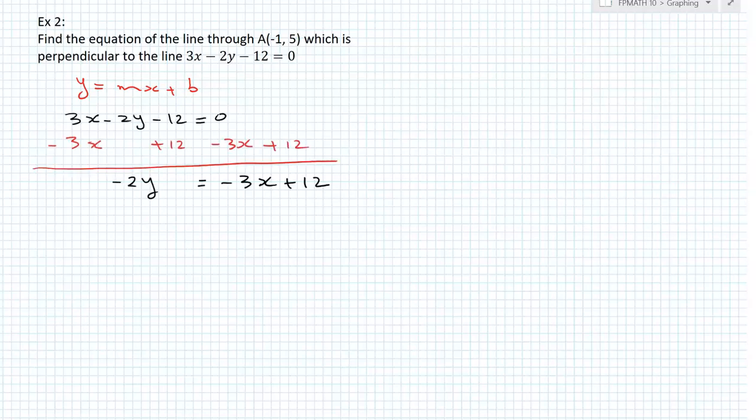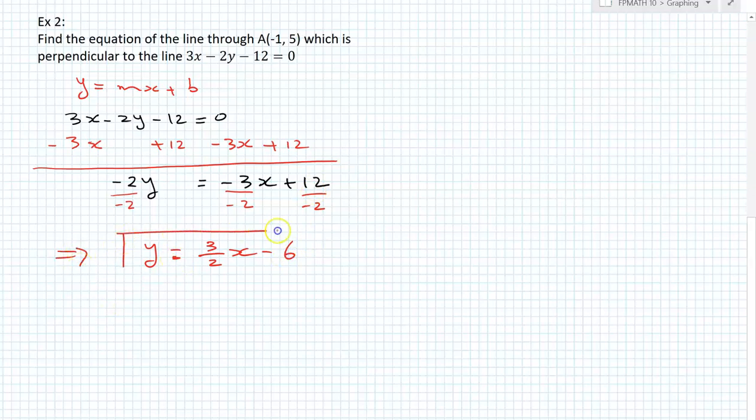Okay, I got one step down. We got -2y equals -3x plus 12. And then the last step is we need to get rid of the -2 to isolate y. So our equation now is positive 3 half x, negative divided by negative is positive. Be careful with that. 12 divided by minus 2 is minus 6. So we have this equation. Great.